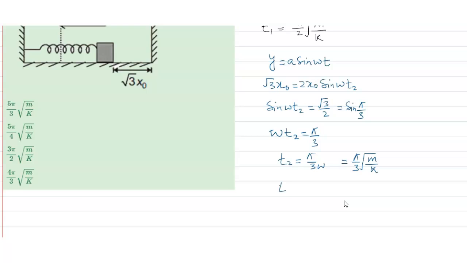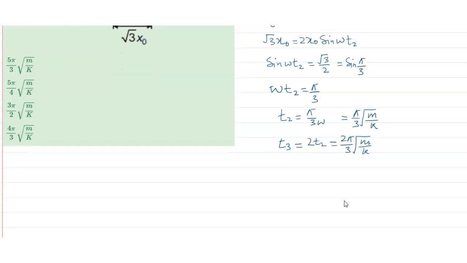Then the total time, let us say T3, will be equal to twice of T2. That means 2 pi by 3 under root M upon K. So this time is from mean position to rightward and then from the rightward direction back to mean position. So the net time period T will be equal to T1 plus T3.